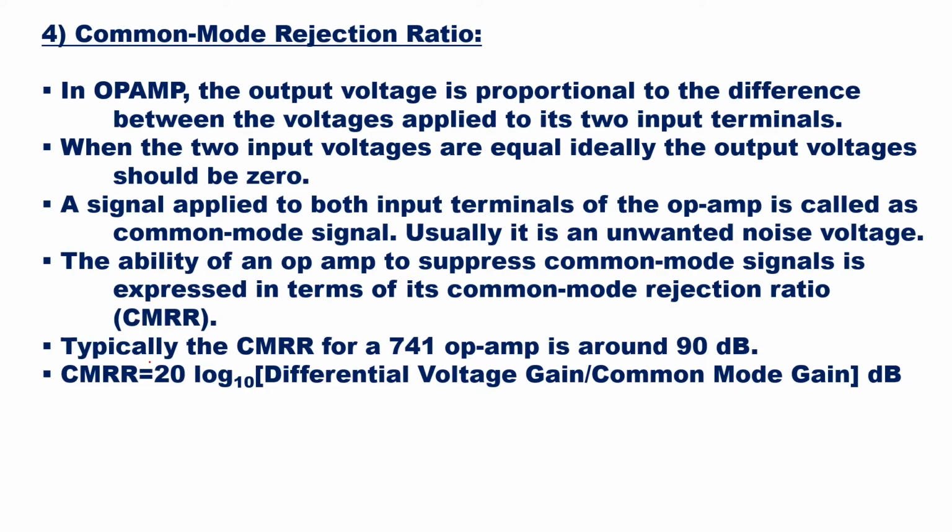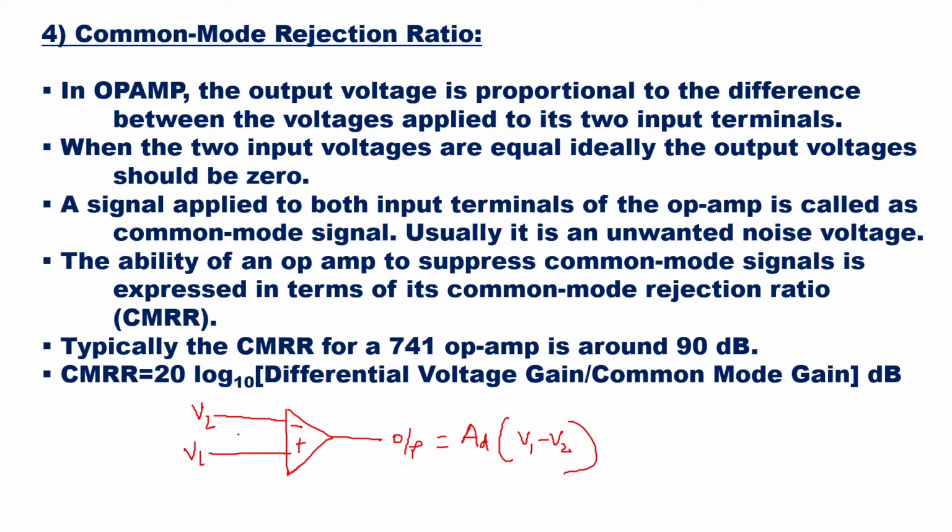The fourth one is called CMRR, the common mode rejection ratio. Now, one thing you have to keep in mind is that the op-amp, whatever we are going to use, will always amplify the difference between the two input voltages. So if you have this op-amp, with minus and plus, V2 and V1, the output should be equal to the differential gain multiplied by V1 minus V2, the difference between the two inputs.